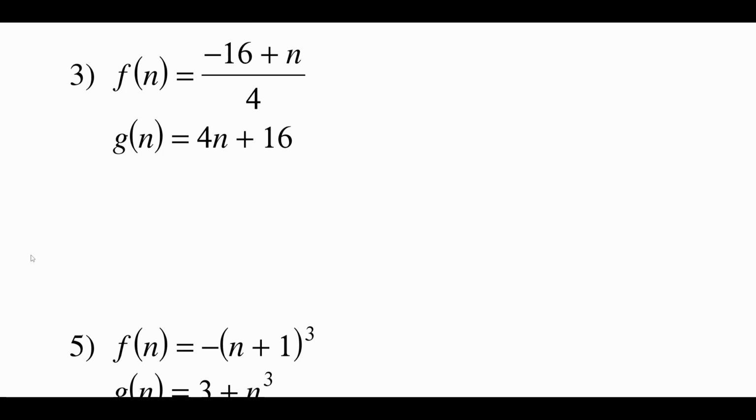In number 3, we have f of n equals negative 16 plus n over 4, and g of n equals 4n plus 16. If we want to see if these are inverses of one another, let's set n equal to 0 at the start. So we're going to take f of n and plug in 0 for n. So f of 0 equals negative 16 plus 0 over 4. Negative 16 over 4 is simply negative 4.